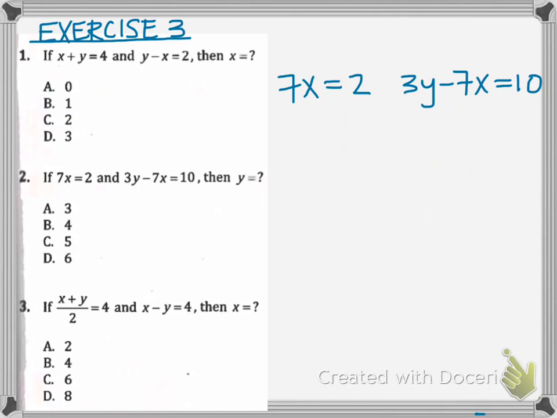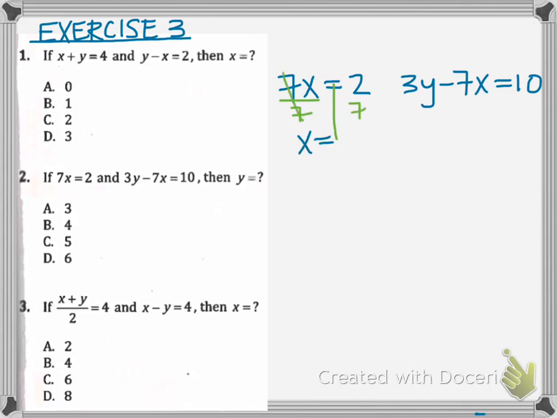All right, number 2 is also a system, but if you look at the first equation, there's only one kind of variable, whereas the second equation has 2 different variables, right? In number 1, both equations had an x and a y. But now, one equation just has an x. So if you ever get that, you're going to go ahead and solve for that x. If I want to solve for that x, I'm going to divide both sides by the 7.